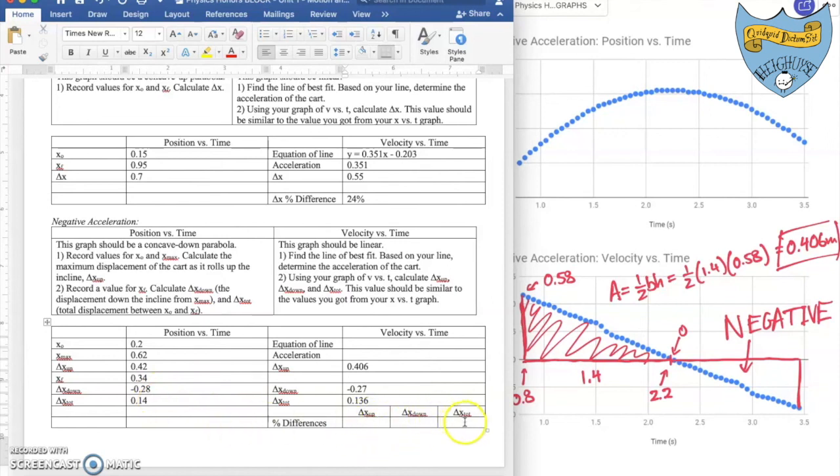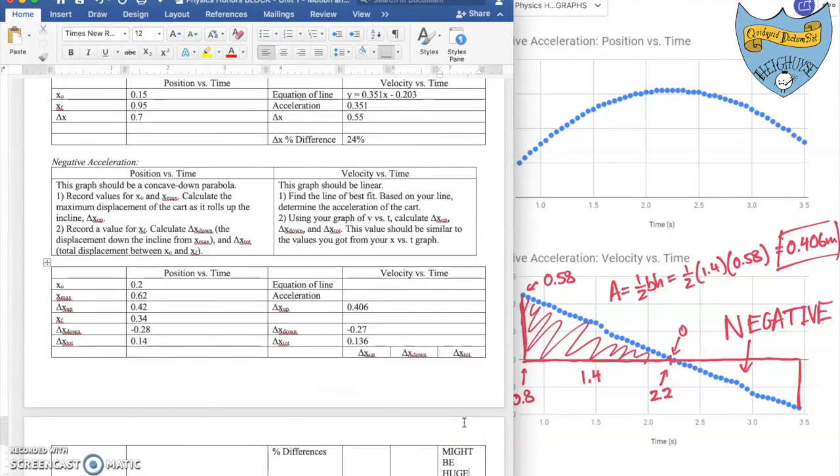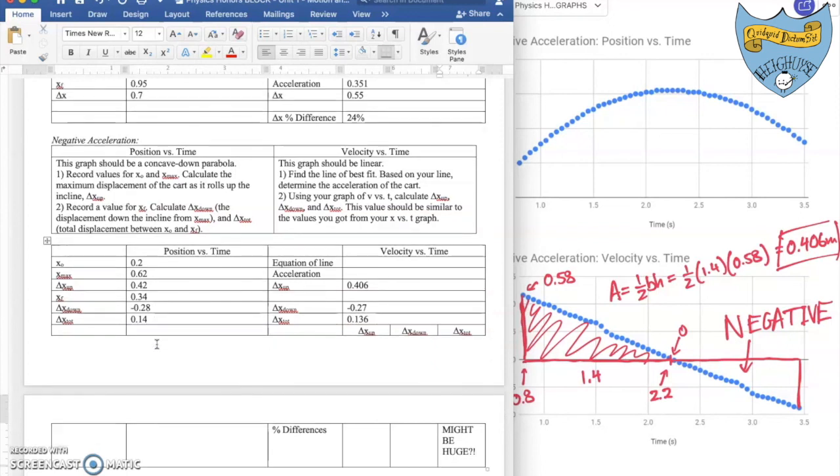Now, finally, we would calculate percent differences. Fair warning, this one here might be huge. Why is that? For delta x total, if your total displacement was, let's say, 0, the way the formula works, you could get actually infinity percent or like 200%. Which is clearly upsetting. So if you get a large percent error for delta x total, do not be concerned. That's actually pretty normal. For delta x up and down, those should be ideally pretty small numbers.